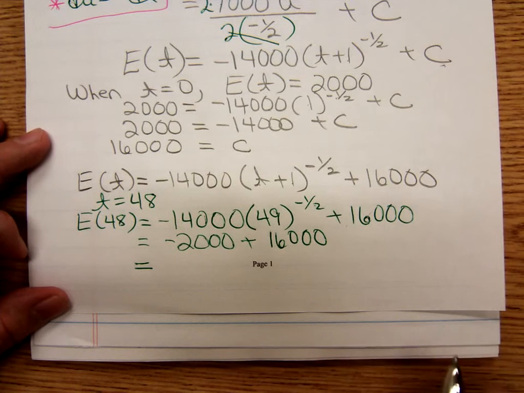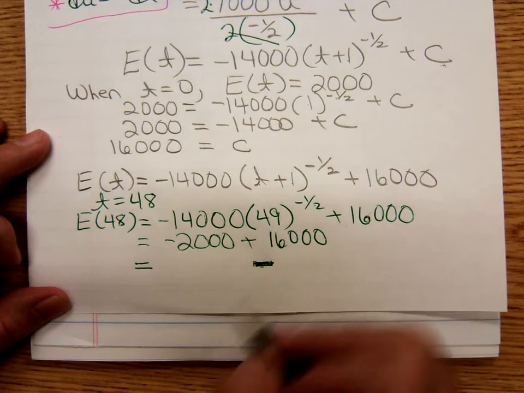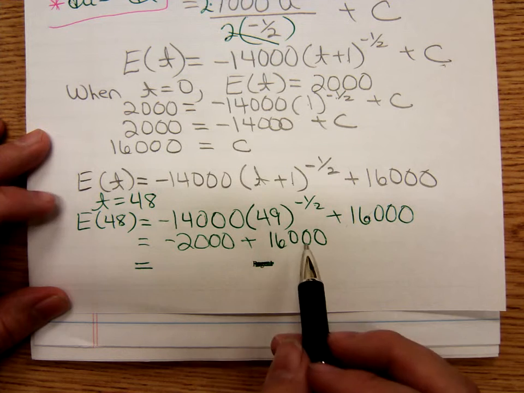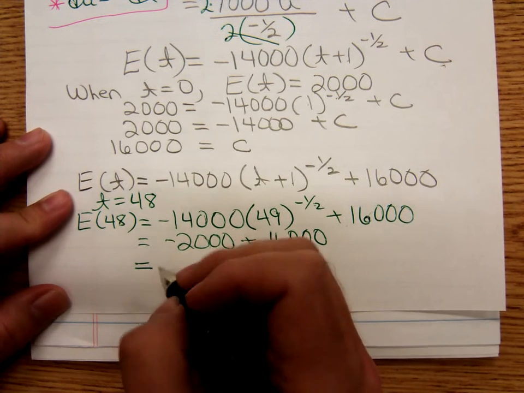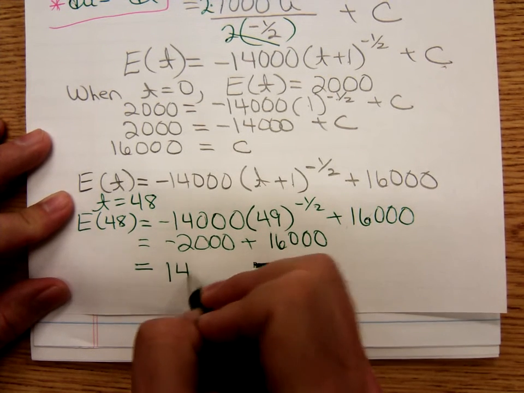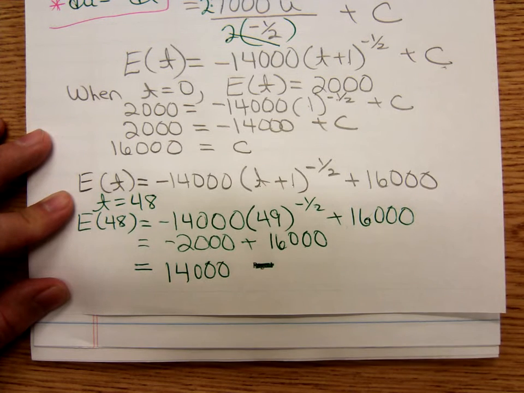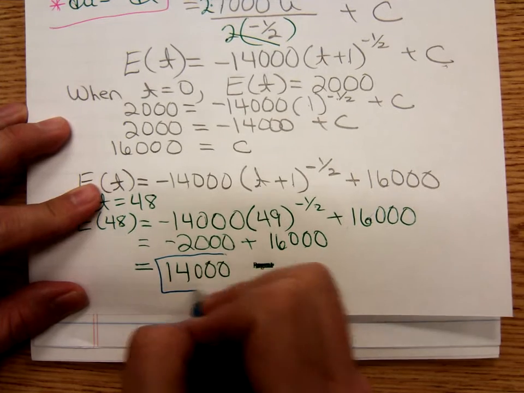I see Esteban punching on his calculator, so let's see if his calculator agrees with me. What are you getting? I'm getting negative 2,000 plus 16,000. I'm getting a projected enrollment of 14,000 students. Agree or disagree? Agree. So I agree with your TI calculator.